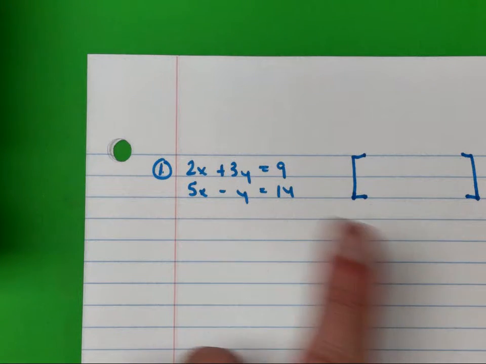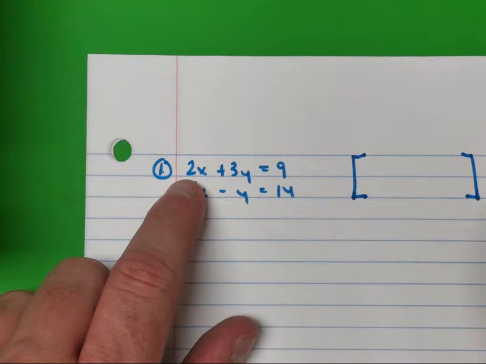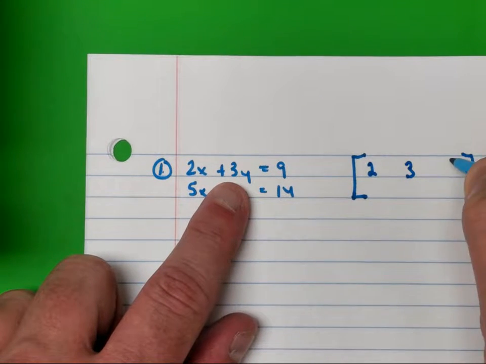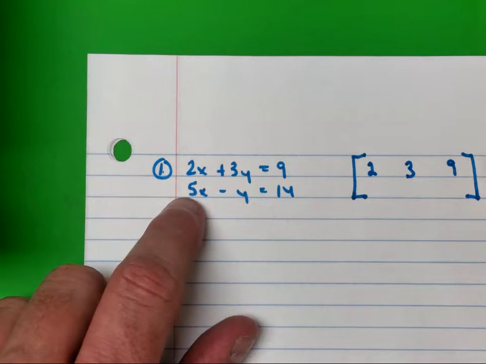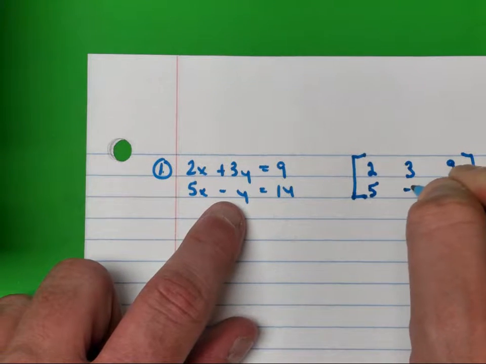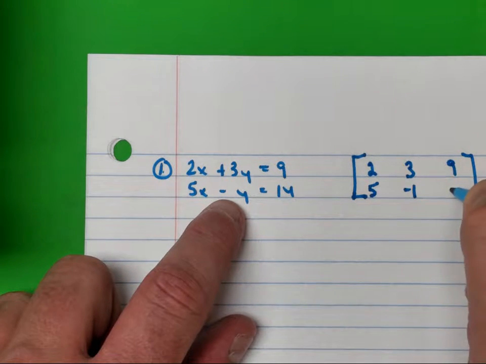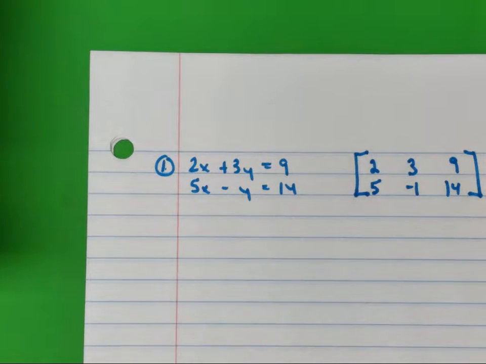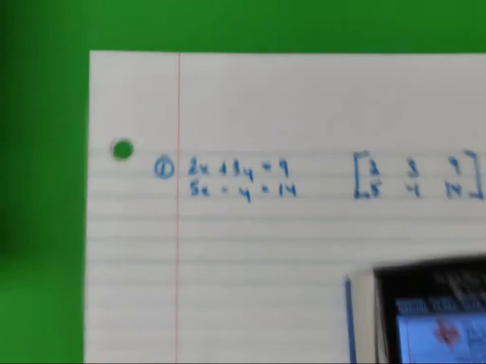This is the matrix you're going to create in your calculator. The coefficient in front of x is 2, coefficient in front of y is 3, and then 9. Down here will be 5, negative 1, because it's understood 1, and 14. So this is the matrix that you will input into your calculator. Okay.